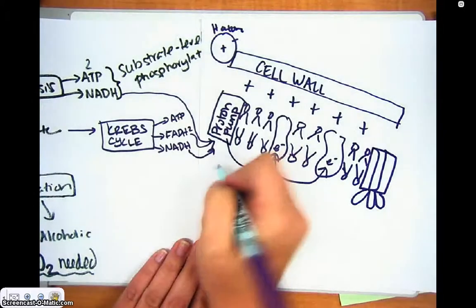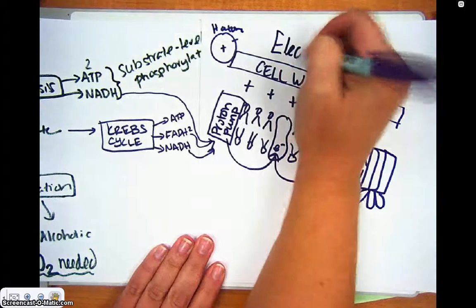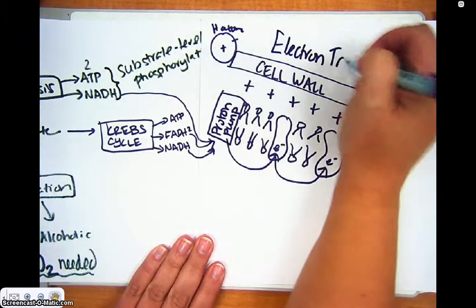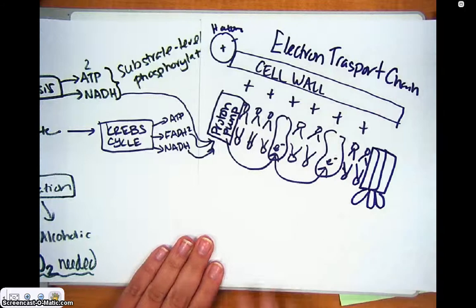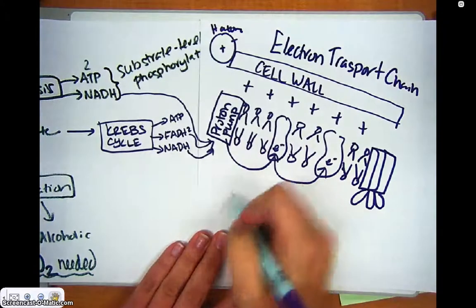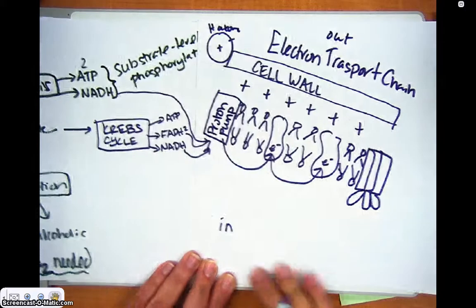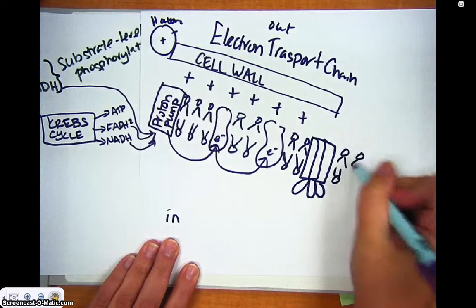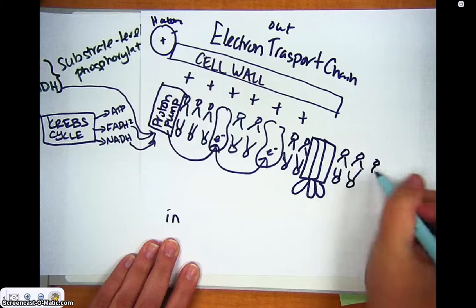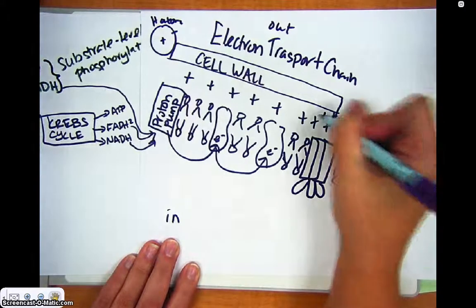This is the electron transport chain. So the electron transport chain is this whole process here. And this is inside the cell here, and this is outside the cell. Okay? So these protons here are building up on one side outside the cell, so we get like a lot of protons out here.